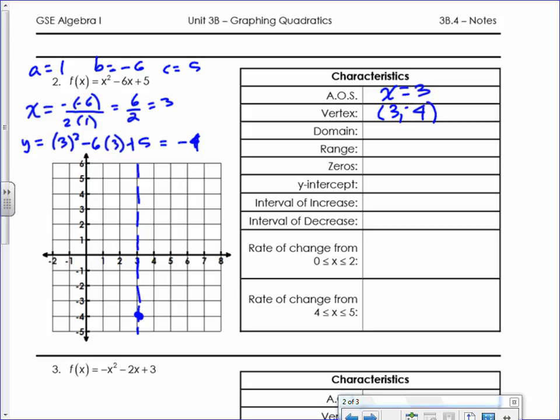Now let's go ahead and do domain. The domain is always going to be the same thing, class. What is it? All real numbers. Look at the previous problem. The domain is all real numbers.